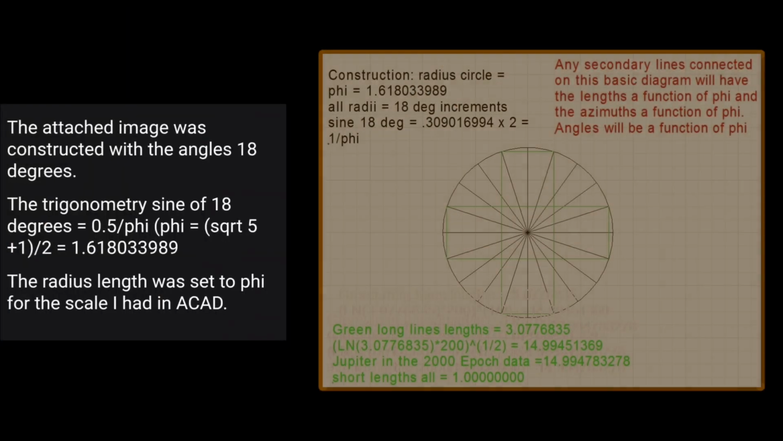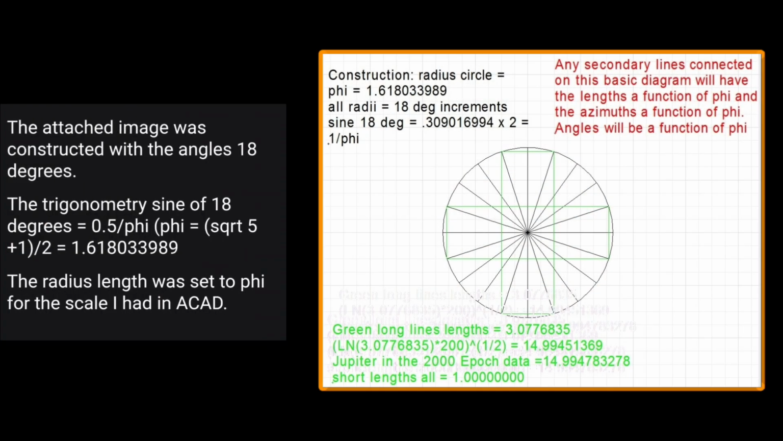So he put this circle that we've drawn, the 18-degree segments. The attached image was constructed with the angles of 18 degrees. The trigonometry sine of 18 degrees equals 0.5 over phi, which equals phi times phi equals the square root of 5 plus 1 over 2, which equals 1.618033989.